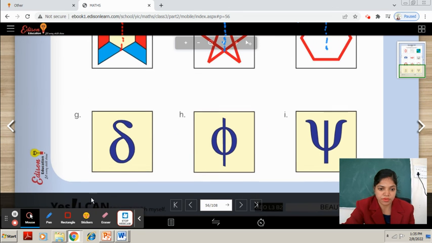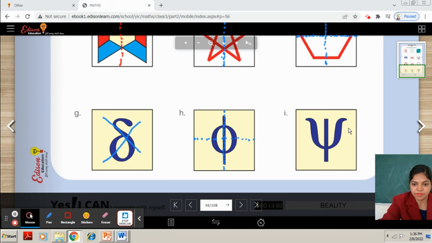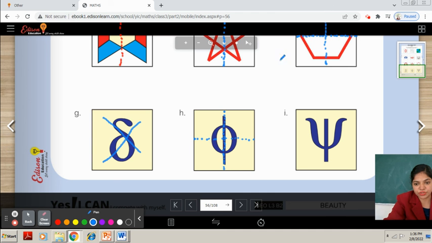Okay. So now part G, you can see this figure doesn't have a mirror line, so we will put a cross on it. Okay. Now in this one, if I draw one horizontal line like this, it will divide the figure into two identical halves. And if I draw one vertical line like this, it will also divide this figure into two identical halves. Right, students? And in part I, if I draw one vertical line, it will not divide the figure into two identical halves, so we will put a cross on it. Okay, hope you understand it.